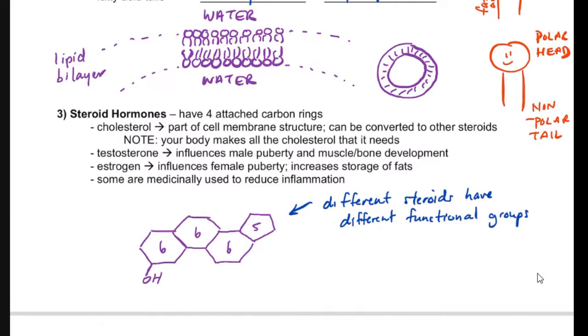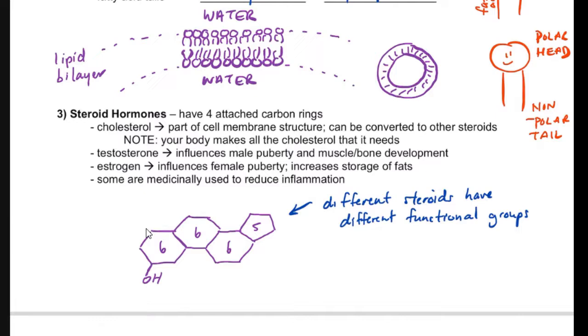The difference though is I don't have these big long chains. Instead, I have these carbon rings. So in general, the reason there's numbers here is because this is a 6-sided figure, 6-sided, 6-sided, 5-sided. And then you have this little functional group sticking off the bottom here. Now, if you want a different steroid, you'll have the same sort of carbon rings, but you might have different functional groups sticking off, and that's what allows it to behave differently.